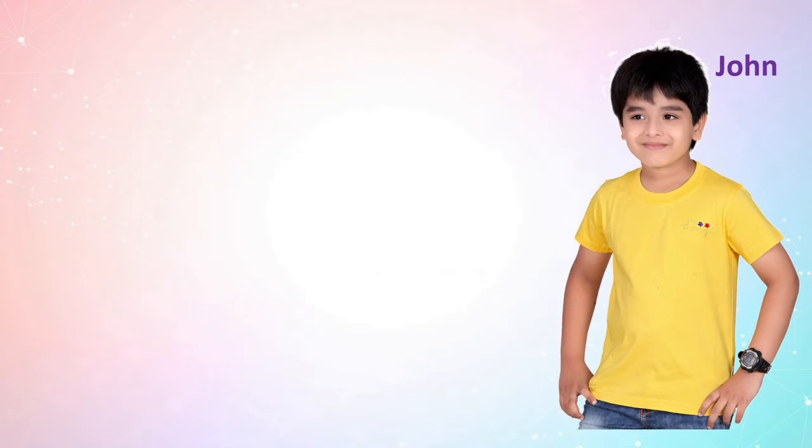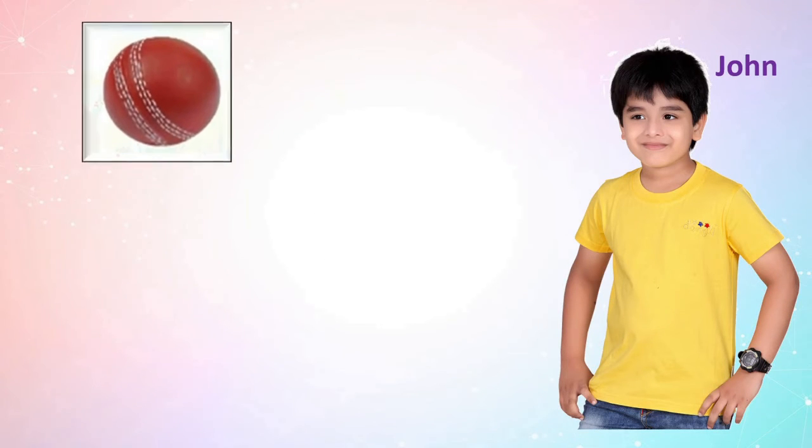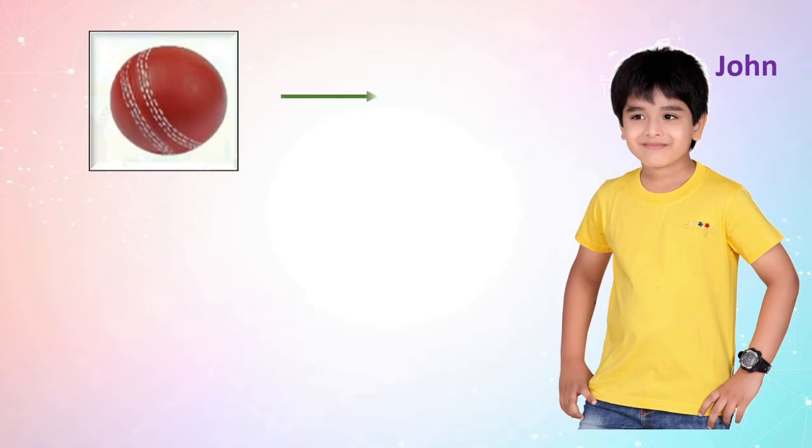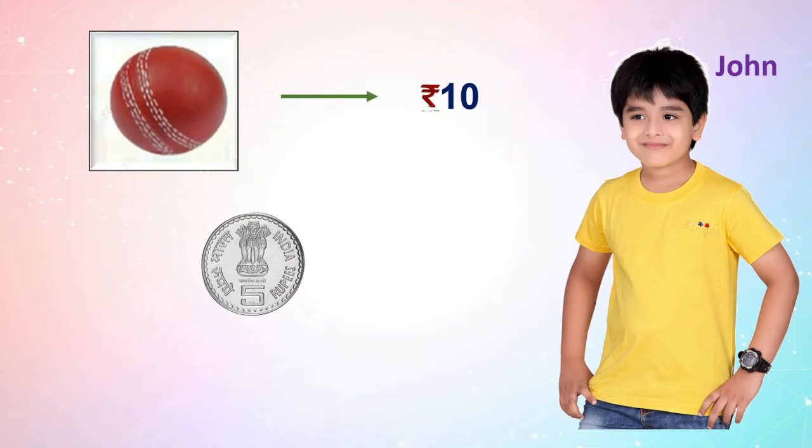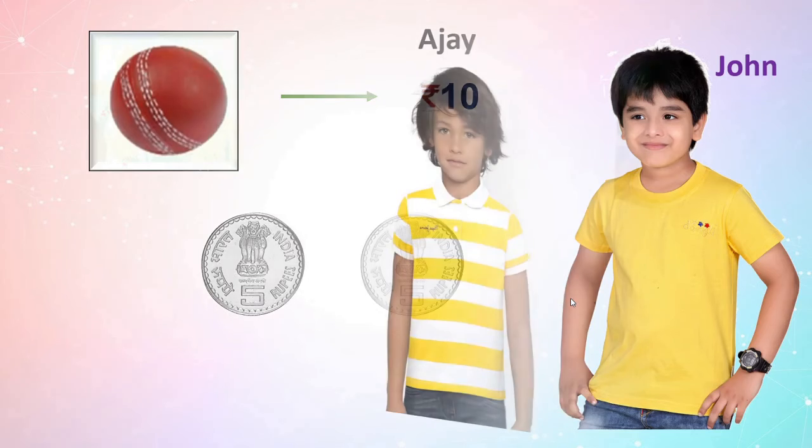Next is John. He purchased a cricket ball. The price of this ball is rupees 10. Yes, we'll see what he gave. 5 rupee 1 coin, 5 rupee 2 coins. Very nice, John. You gave exact amount to the shopkeeper.